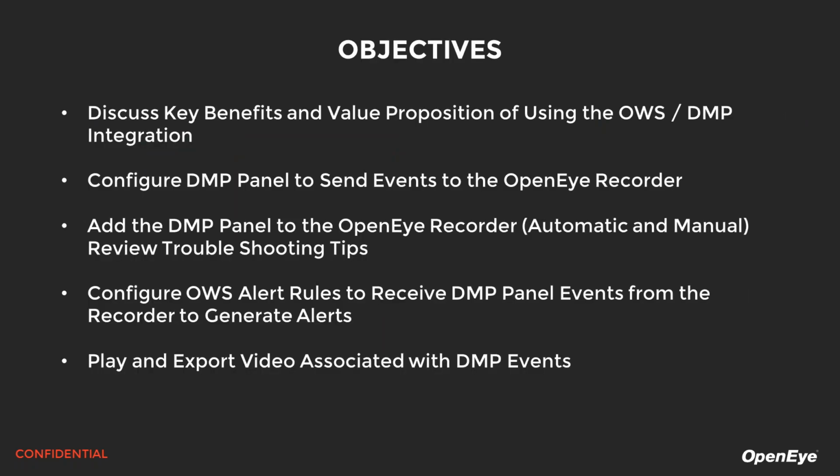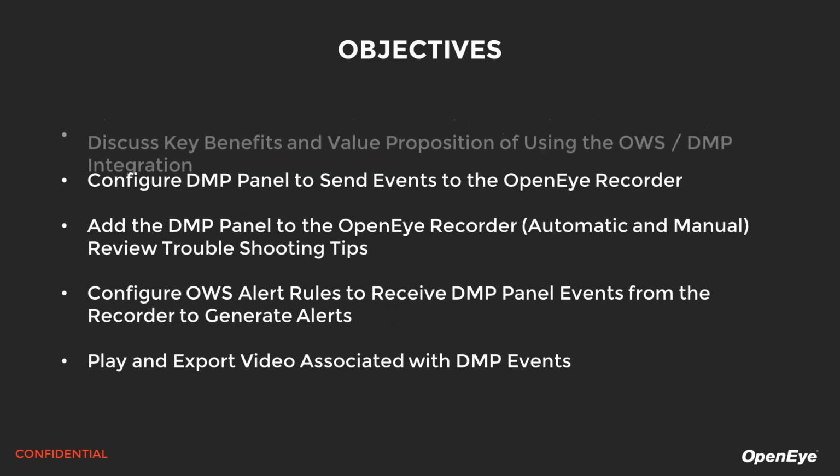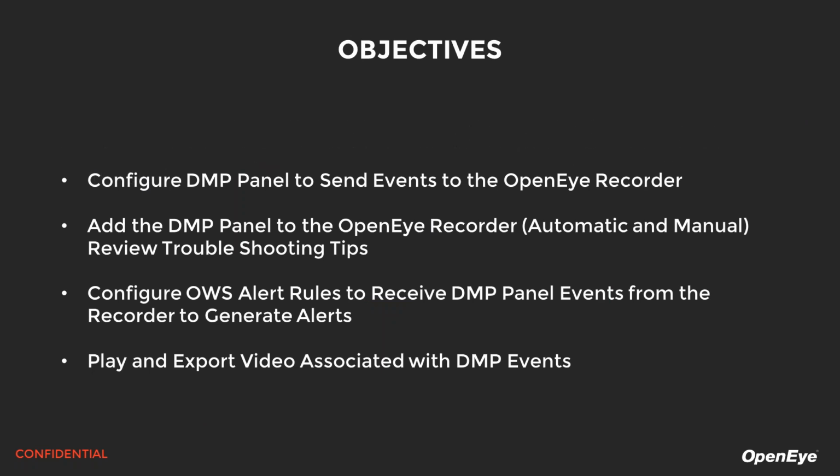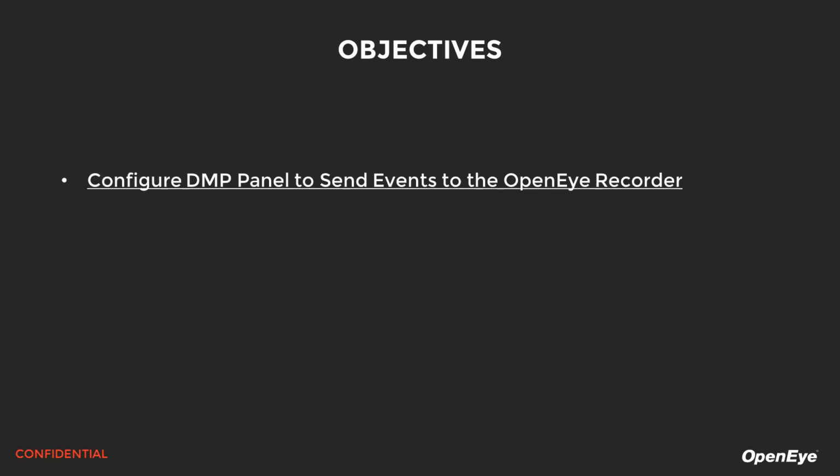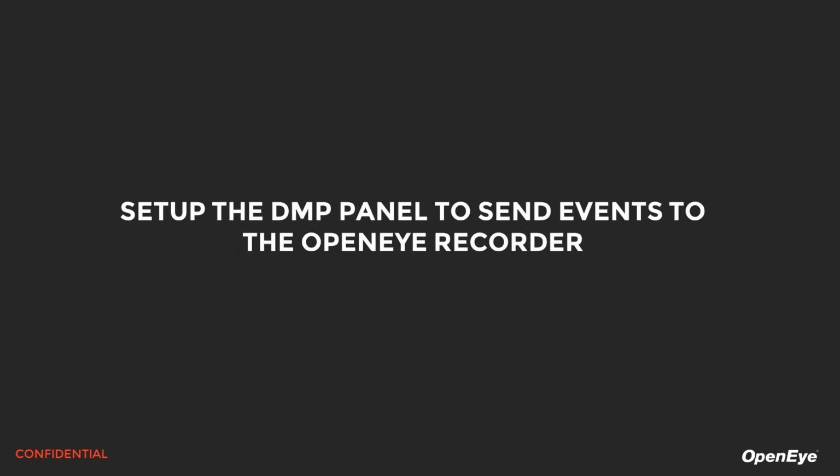So now that we've discussed all the key benefits of the integration, let's go ahead and configure the DMP panel to send events to the OpenEye recorder. The DMP panel is configured using the remote link software. Before you enter into that, take note of the local IP address of the OpenEye recorder. Again, make sure you know the local IP address of the OpenEye recorder before doing these next steps. So let's go ahead and launch the remote link software and get this setup underway.